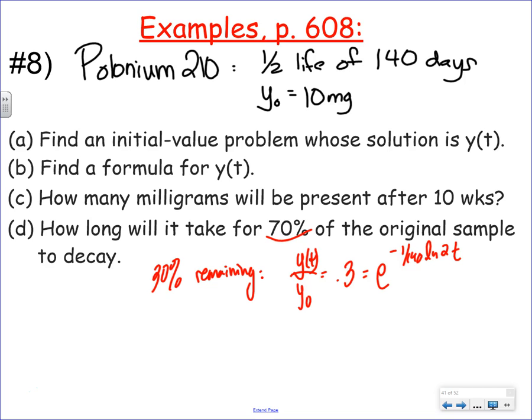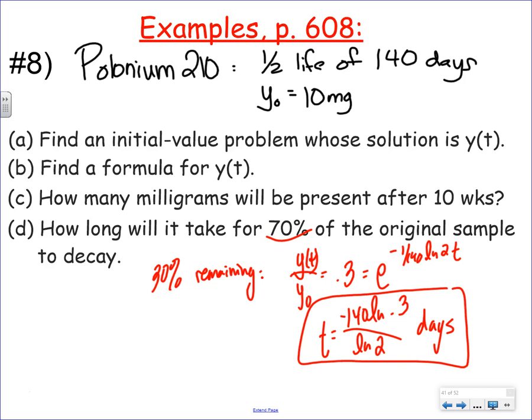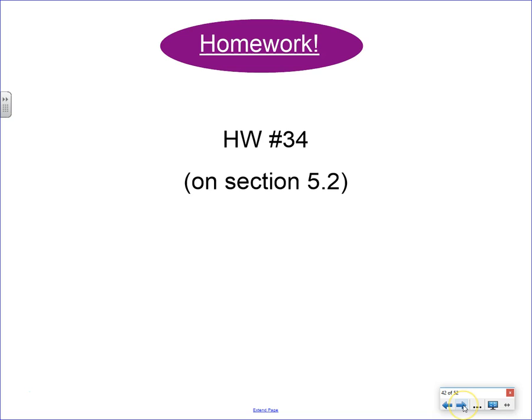Do some multiplication. We'd end up with ln of 0.3 times negative 140 all over ln of 2. And it'll be in days. Double check math. ln of 0.3 multiplied by negative 140. Divide by ln of 2, and then t is by itself. Okay, with that, we're done.